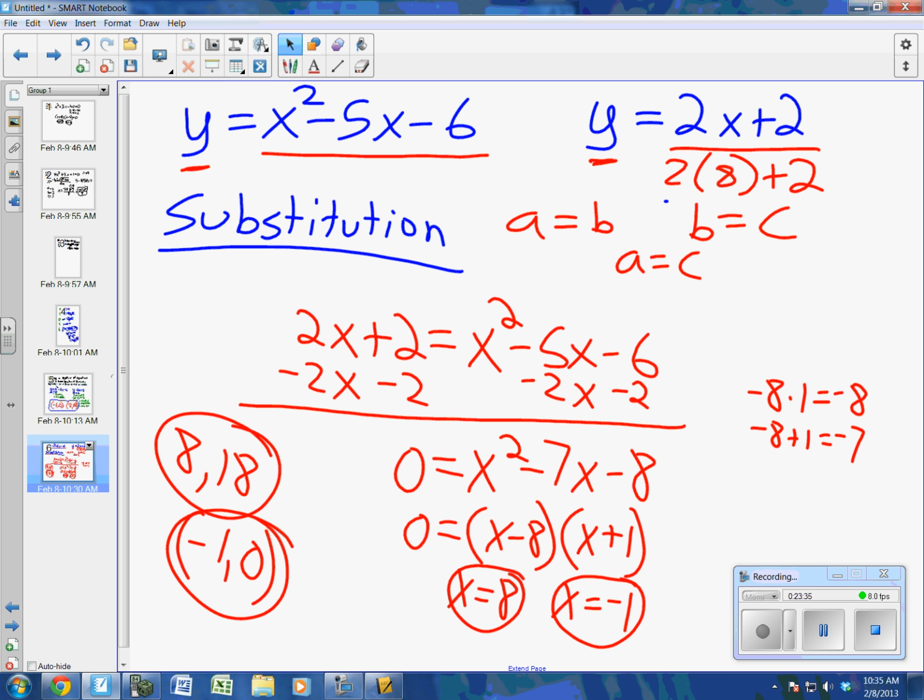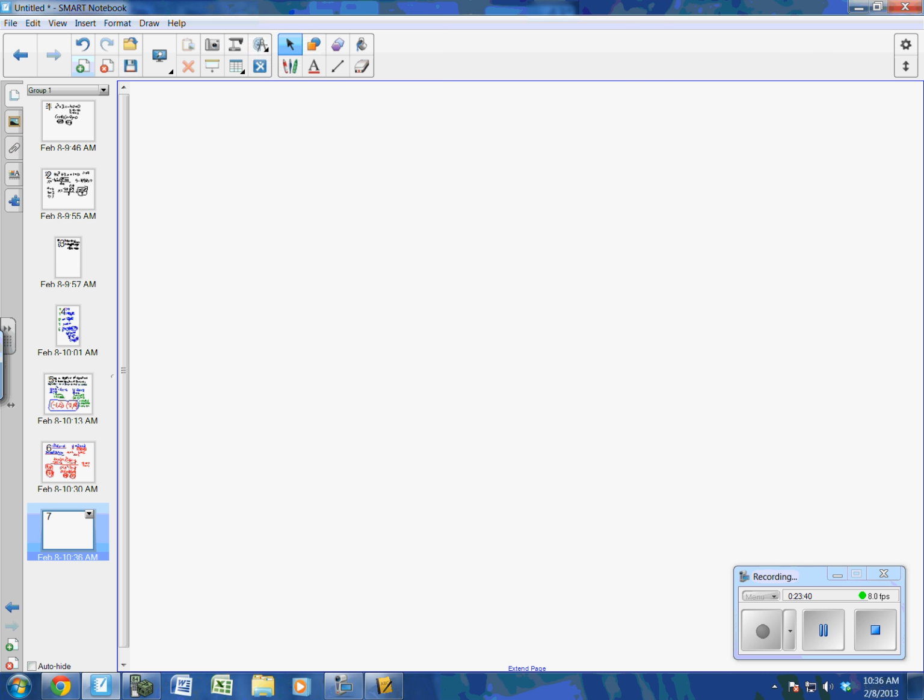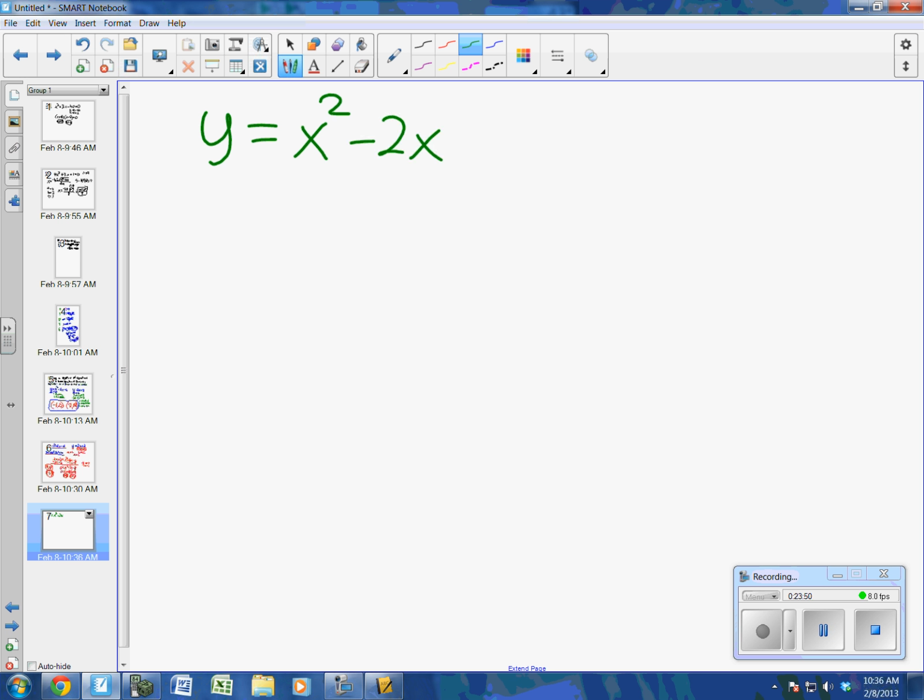I'm going to give you an example right here now. Are we ready? I'm going to have you guys do this by graphing. Here's your two equations. y equals x squared minus 2x minus 5, that's one equation. The other one is y equals x plus 3. Those are your two equations. I'm going to give you guys a couple minutes to see if you can solve this by graphing. Go.